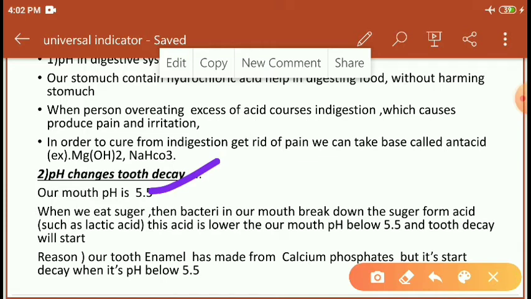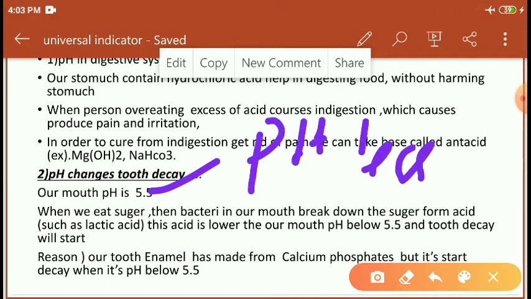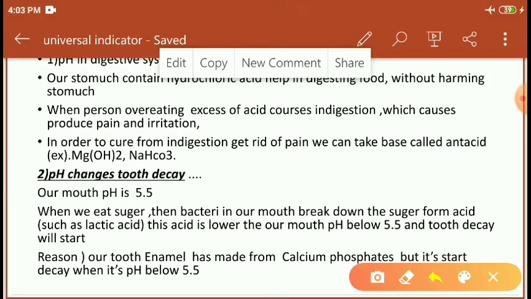When bacteria develop in our mouth, the pH level decreases. Bacteria increase in our mouth, which means the pH level decreases, and a decrease in pH means the acidic level increases. Right, students? We have already discussed pH: the lower the pH, the more acidic it is, and the higher the pH, the less acidic it is. Right, students?